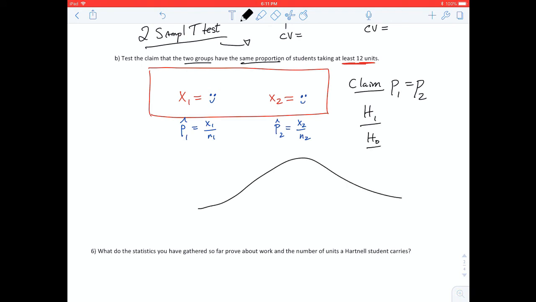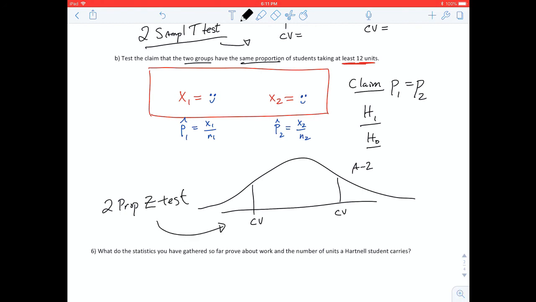And one more time, the bell-shaped curve. Whenever it's about proportions, you use table A2 to find the two critical values. And then for the test statistic, you can use the 2 proportion z-test. Again, show where that lands in the picture, and then write your conclusion.